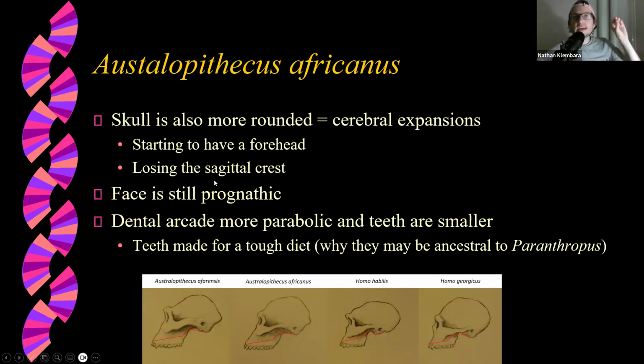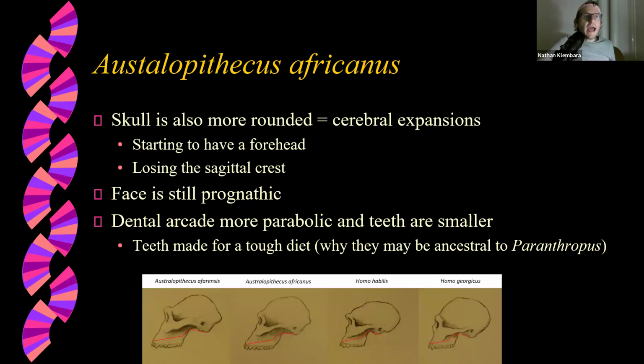It's also losing a sagittal crest, which is also going to allow for more brain expansion toward the top of the head. But otherwise, its face is still very prognathic. That's still very primitive. But another derived trait that we're finding with Africanus is that we're starting to lose that U-shaped dental arcade. We're starting to see that more parabolic dental arcade that is very reminiscent of us, modern Homo sapiens. We're also starting to see that Africanus is starting to evolve smaller teeth.